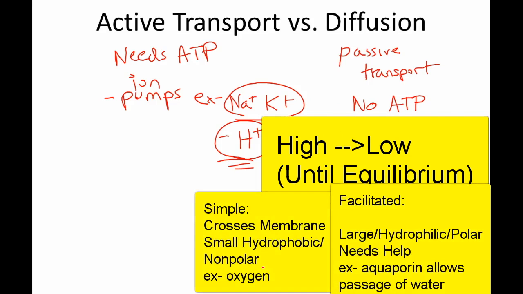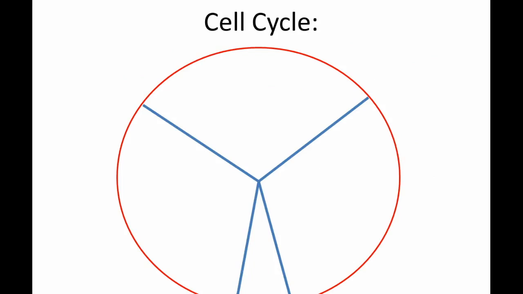There's two types of diffusion. There's simple diffusion, and there's also facilitated diffusion. Facilitated diffusion is where it needs the help of a carrier molecule, such as a transport protein across the membrane. Simple diffusion is where it will just go from high to low and does not need the help of any kind of transport. All right, up next is the cell cycle.